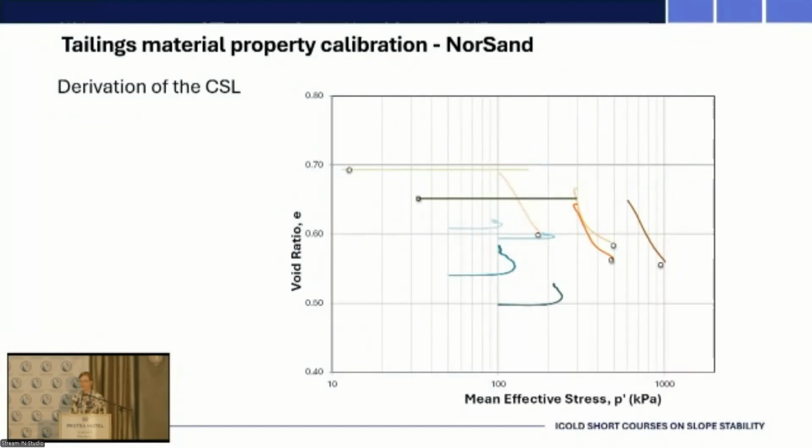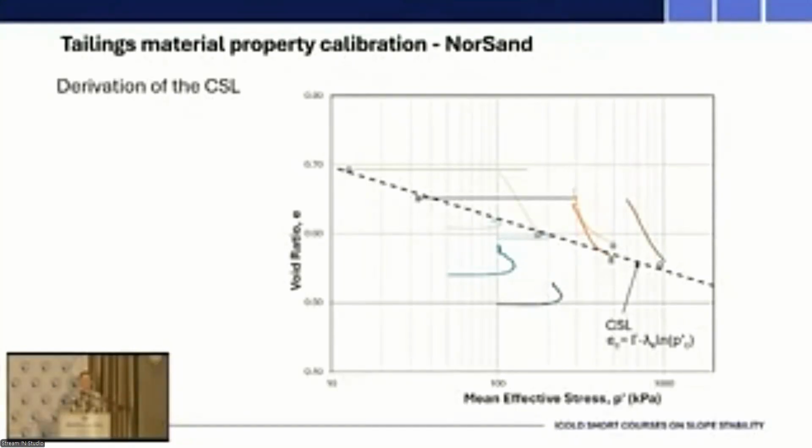If we take the stress points on those loose triaxial tests where critical state conditions are reached, and we plot a trend line through those points, we derive the critical state line, which in this instance was taken as a linear critical state line. You also get a curved one, depending on your material behavior and what plot trends the best. So we've got a linear one in this instance, with gamma being the Y value, so your void ratio at a mean effective stress of 1 kPa, and lambda 10 being the slope of that line.